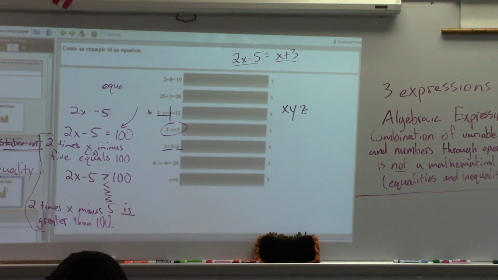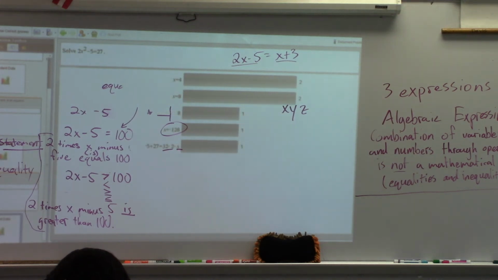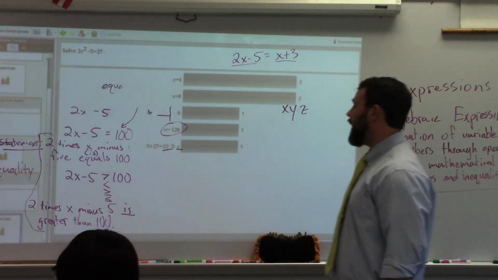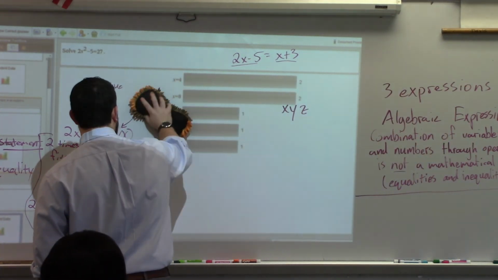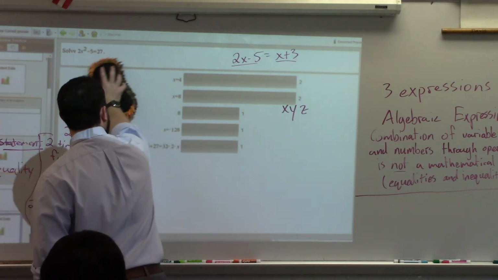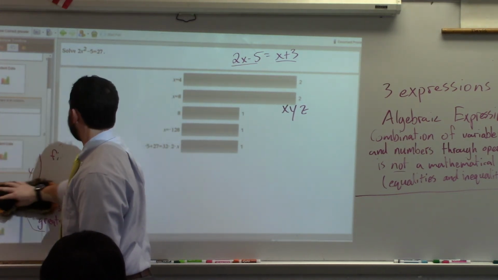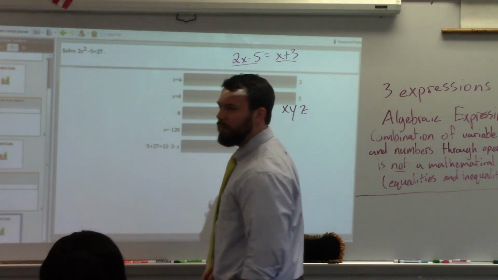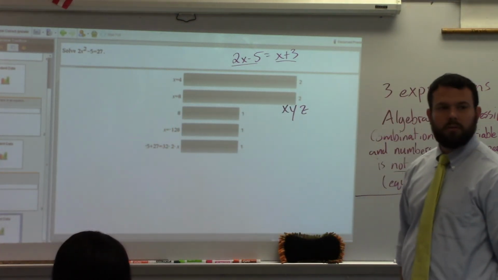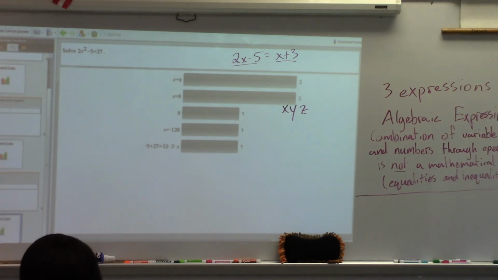So now let's look at the last question. Solve 2x squared minus 5 is equal to 27. I got x equals 4, 8, negative 128. I don't know what the last one is. It's an equation. I'm not sure where we got that. But I want to ask this, okay? What do I mean by solve? What do I mean by solution? Find the solution would be what makes the statement true. Ah, what makes the statement true, right?